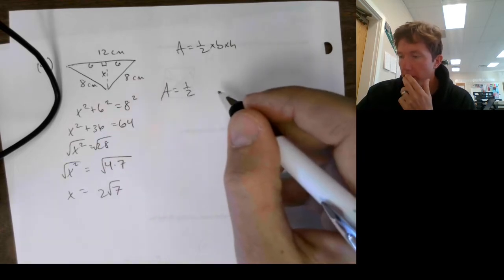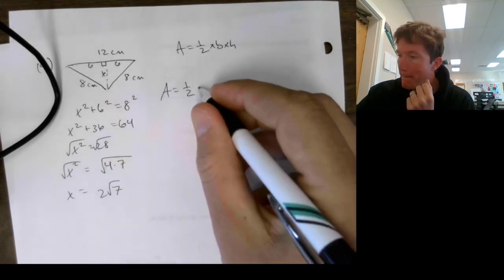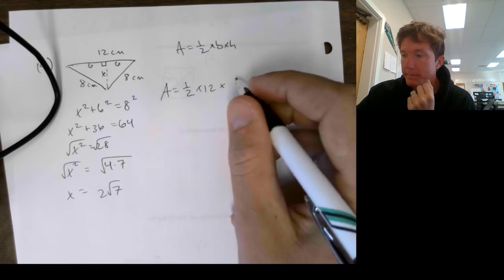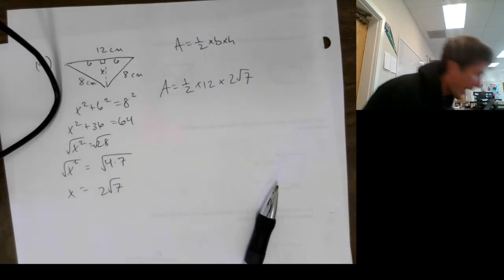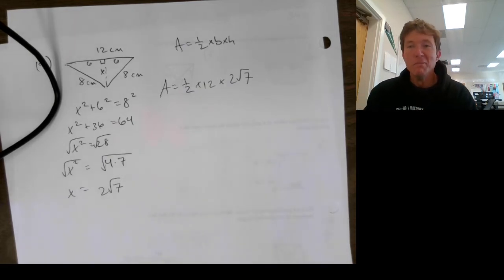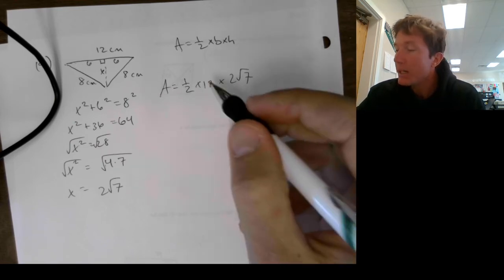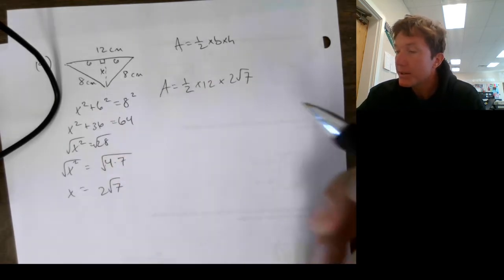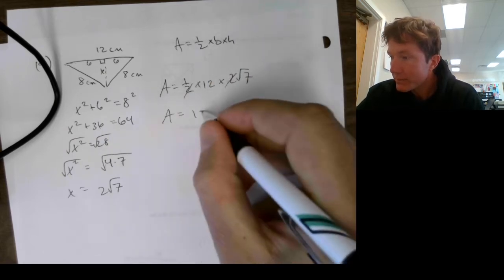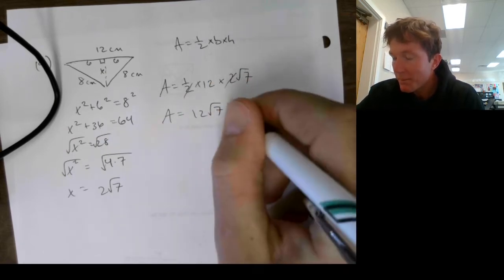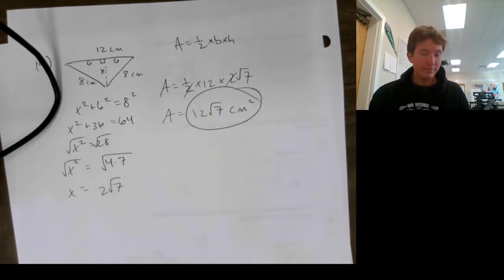So the area of a triangle is equal to 1/2 base times height. My base is 12. My height is going to be 2 root 7, that's x. So the 2's will cancel out. Area is equal to 12 root 7 centimeters squared. There you go.